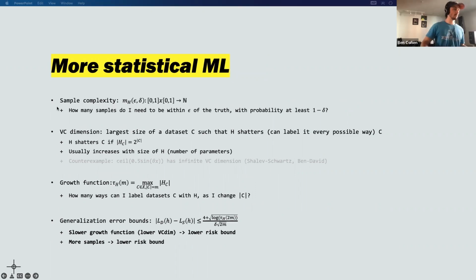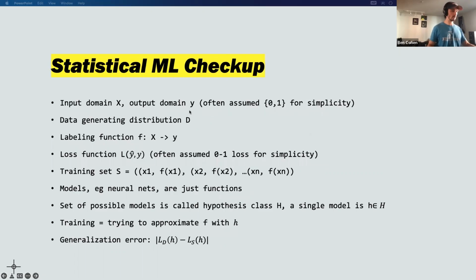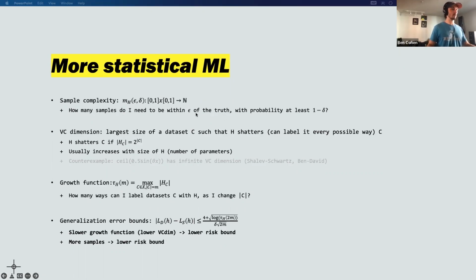Going one step deeper, a couple of important notions to keep in mind. There's sample complexity. This is a function from (0,1) cross (0,1) to the natural numbers. The sample complexity just asks, how many samples do I need to be within epsilon of the truth with probability at least 1 minus delta? So going back to the generalization error, if I want the expectation of the error to be within epsilon with high probability, how many samples do I need to guarantee that?